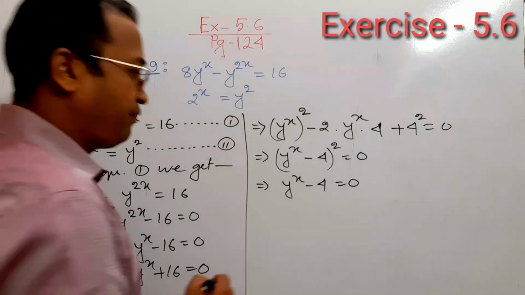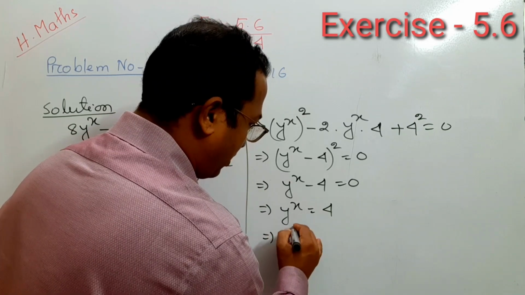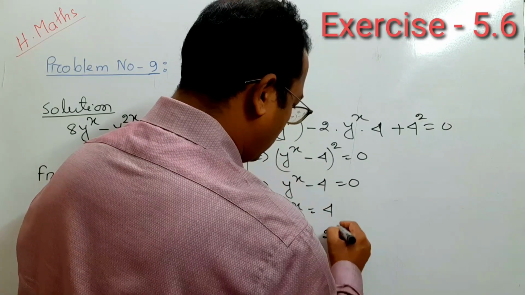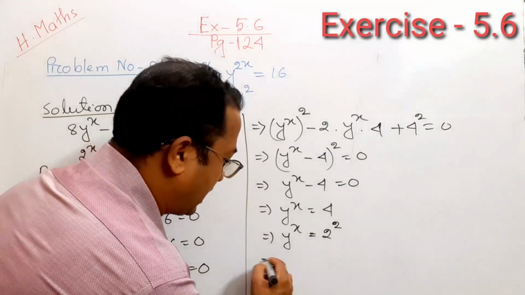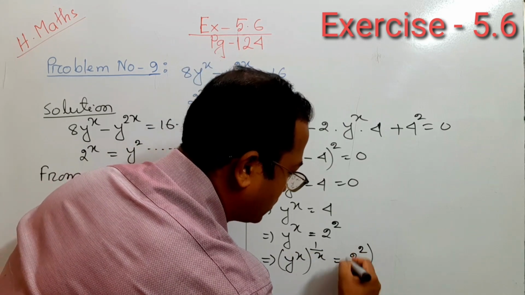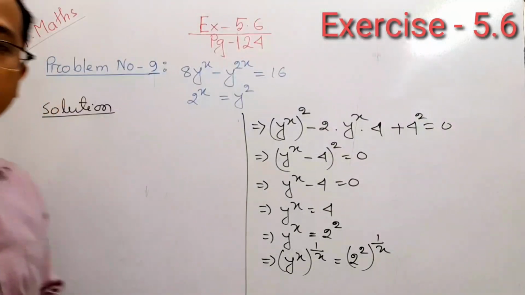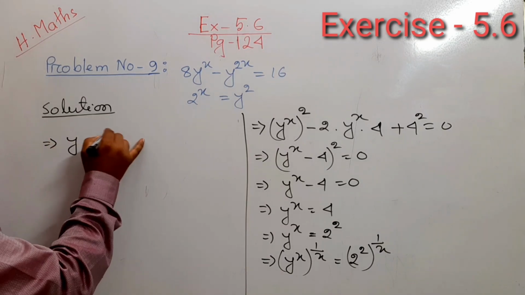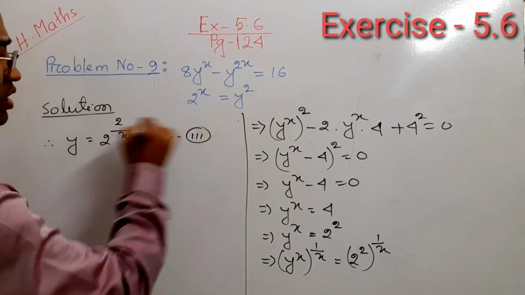Now y to the power x minus 4 equal to 0, by taking the square root on both sides. So it will be y to the power x equal to 4, y to the power x equal to 2 square. Now if we take the power 1 by x on both sides, what will it be? 2 square to the power 1 by x becomes y equal to 2 to the power 2 by x. So we can say this is equation number 3.